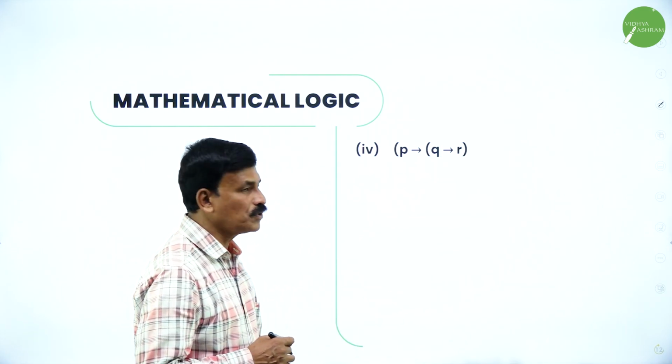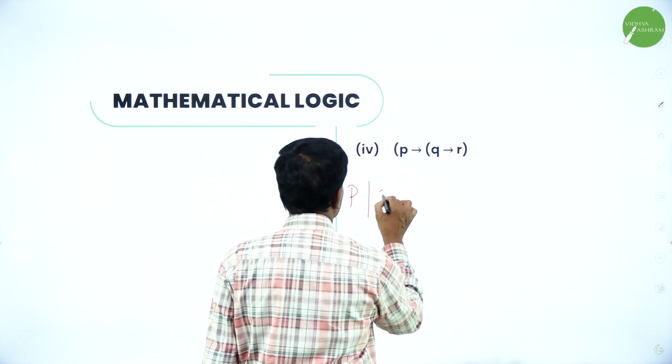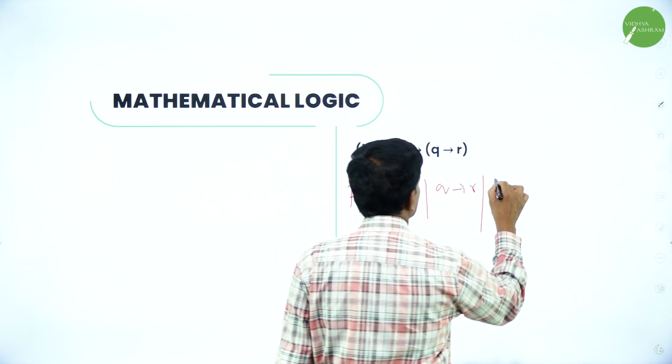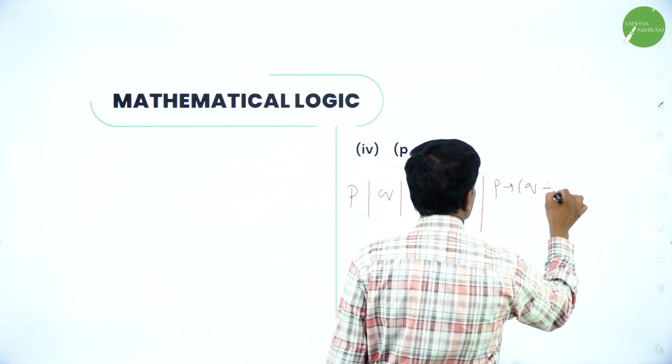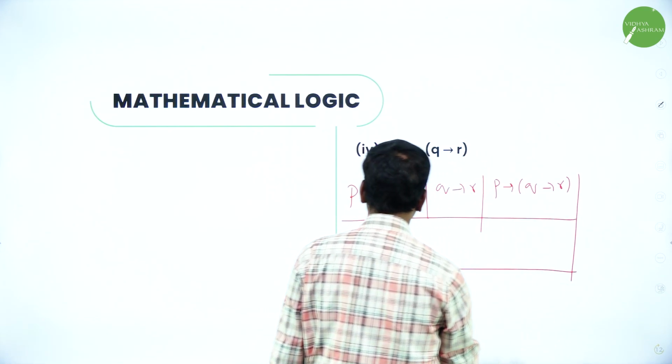P conditional to Q conditional to R. Same here. The truth values are P, Q, R. Write down Q conditional to R. Then P conditional to Q conditional to R. Okay. Now what are the truth values we have here?